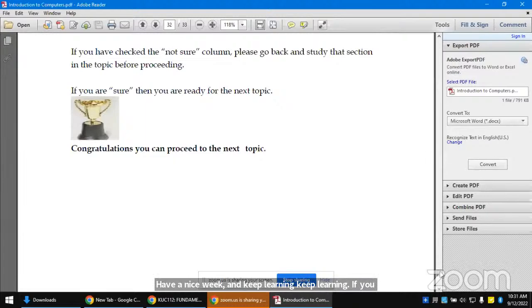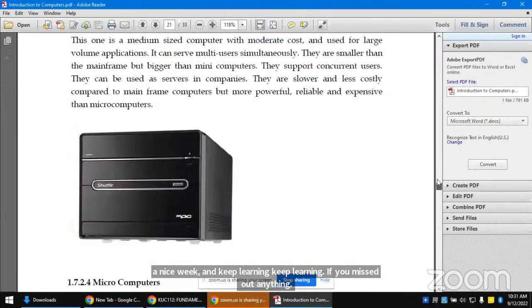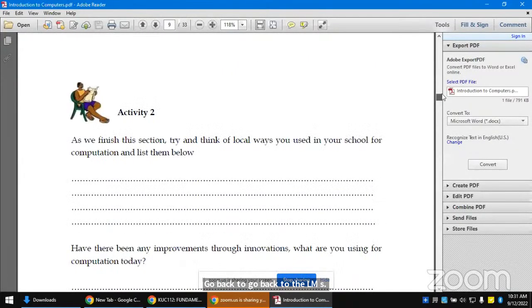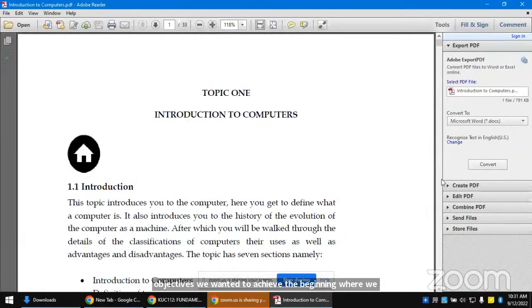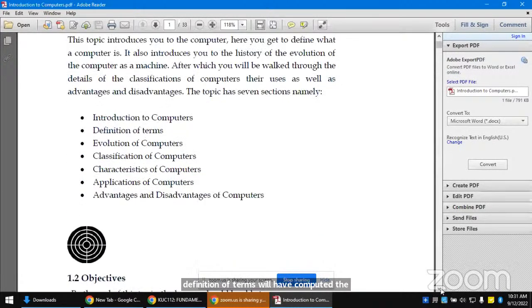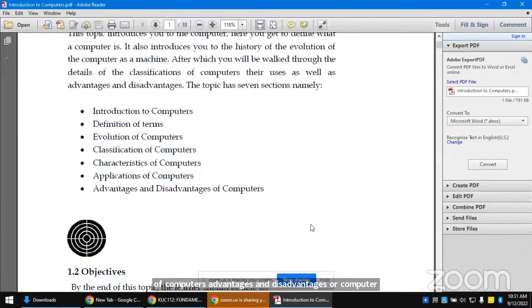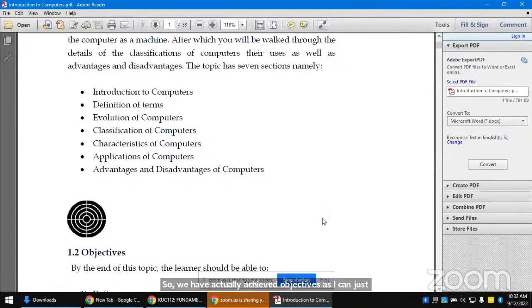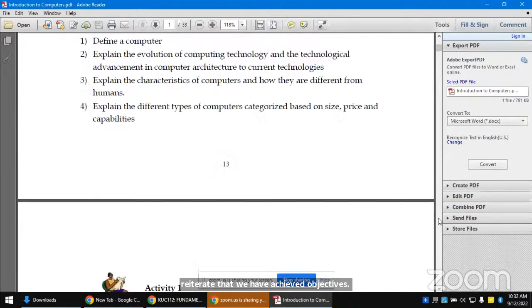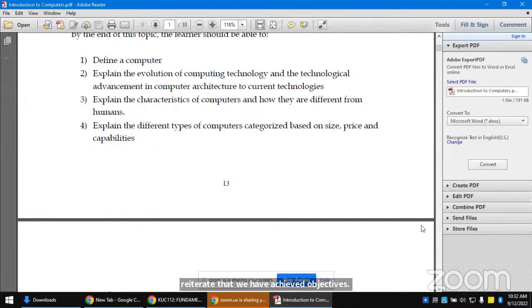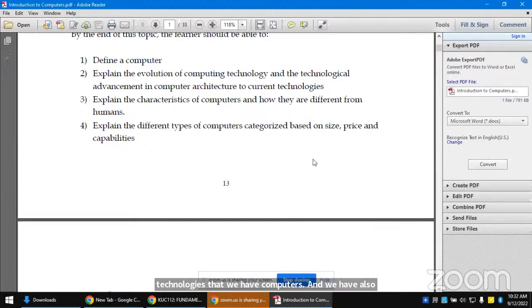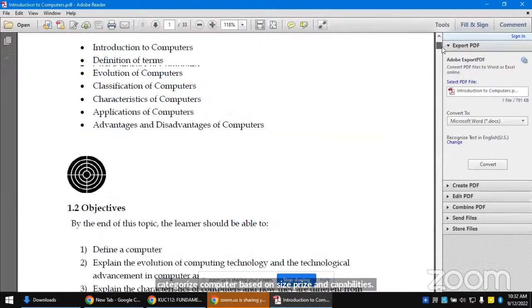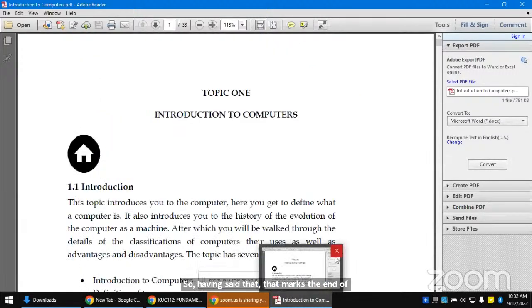If you missed out anything, go back to the LMS, because at the end of the day, we have achieved all the objectives we wanted to achieve at the beginning, where we have looked at the introduction of computer, the definition of terms, evolution of computer, the classification of computer, the characteristics of computers, application of computers, advantages and disadvantages of computers. So we have actually achieved our objectives by defining what a computer is, explaining the evolution of computing technology and the technological advancements in computer architecture, current technologies. We have explored the characteristics of computers, and we have also categorized computers based on size, price, and capabilities. So having said that, that marks the end of this particular session.